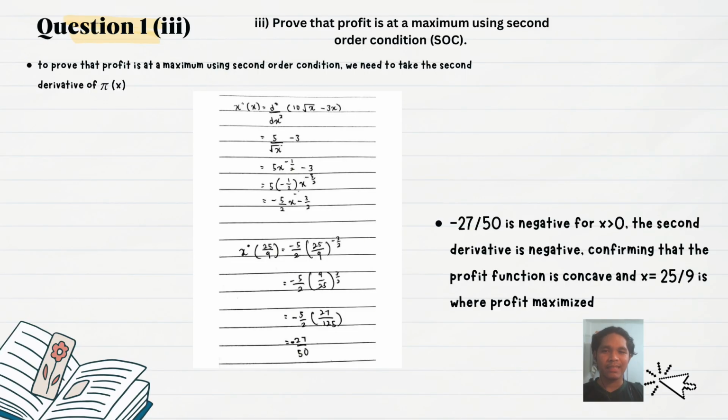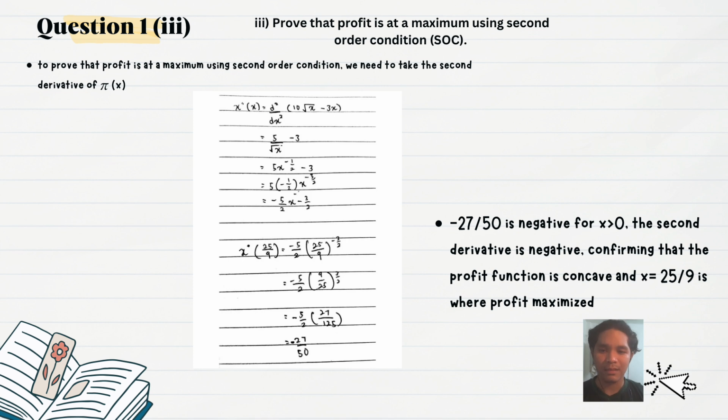To prove that the profit is at maximum, we use the second order condition. First, recall that the second order condition for a maximum requires that the second derivative of the function be less than 0 at the critical point. Given that the function for profit is 10 times the square root of x minus 3 times x, we need to find the second derivative. We get the second derivative as negative 5 over 2 times x raised to the power of negative 3 over 2. Determine the value of the second derivative at the critical point.